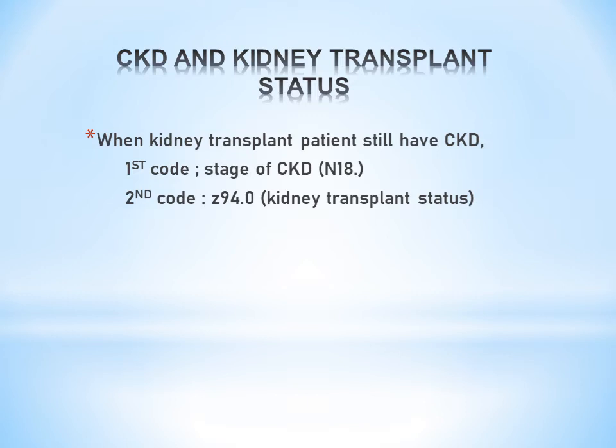For example, if the patient is a kidney transplant patient and is having stage 1 CKD currently, then the first code will be N18.1 and the second code will be Z94.0. And if it is stage 2 CKD and a kidney transplant patient, then the first code will be N18.2, then the second code will be Z94.0. So for all cases, we have to show the kidney transplant status code, that is Z94.0.